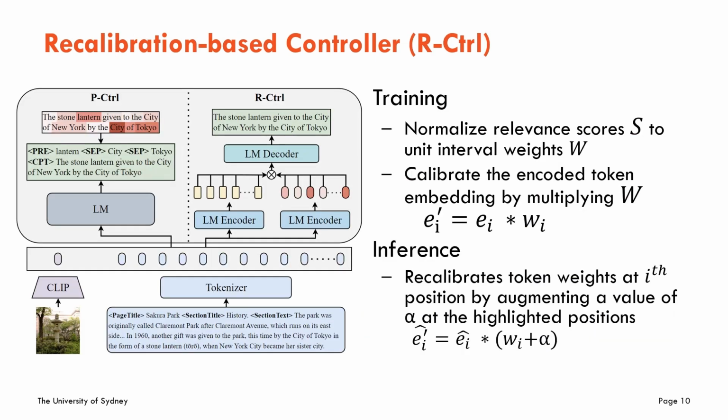We also propose an alternative approach, the recalibration-based controller. During training, we calibrate the encoded embedding by multiplying token-wise embedding with normalized relevance scores so that the model can focus more on the highlighted tokens and adapt to the varying embedding distribution. We also train a relevance score predictor to simulate the normalized weights for the inference stage, during which we perform similar calibration, but additionally amplify the weights at highlighted positions by certain values to emphasize the highlight.